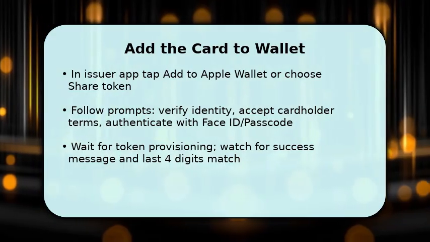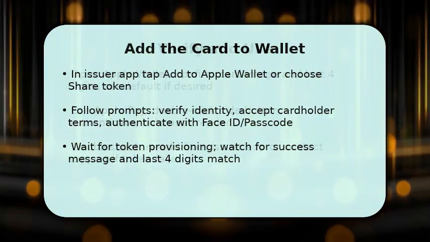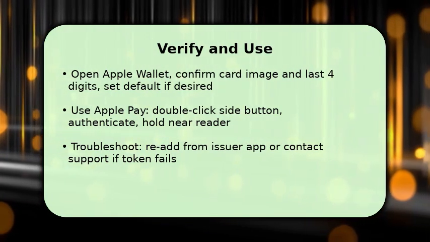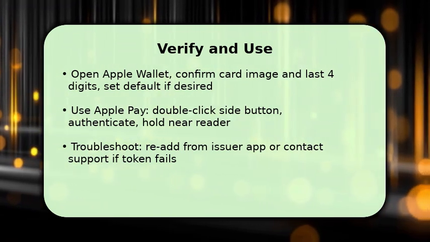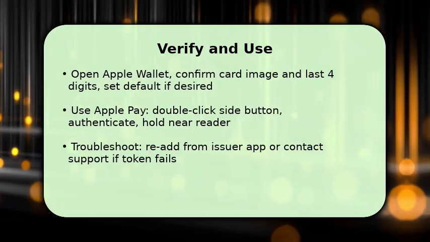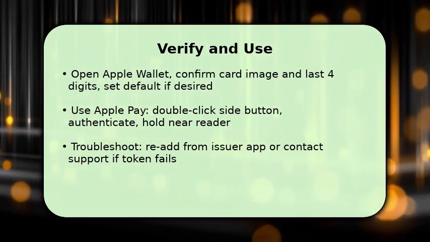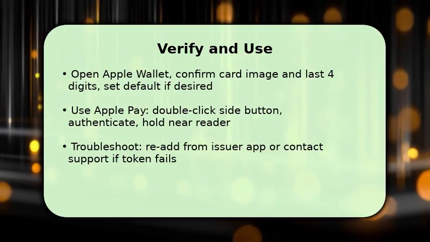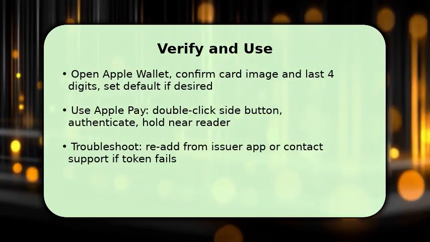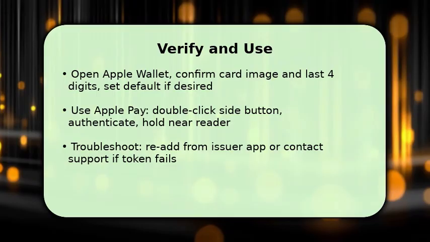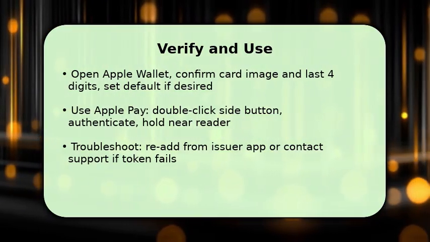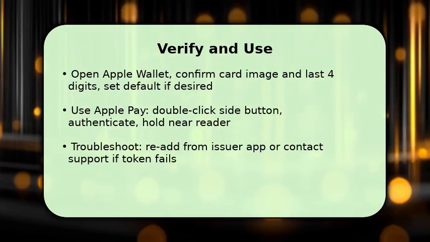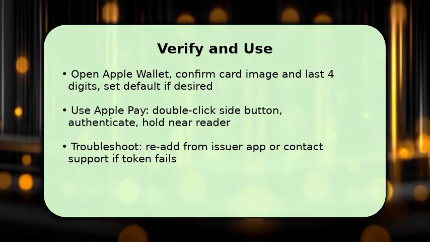You open Wallet to confirm the new virtual card and check the last 4 digits match the issuer's display. Once verified, make it default if you want quick payments. Otherwise, double-click the side button to use Apple Pay, authenticate, and hold your iPhone near the reader. If the card doesn't appear or declines, go back to the Issuer app and reinitiate Add to Apple Wallet. As a key troubleshooting tip, remove any duplicate token first, and then re-provision to resolve most.